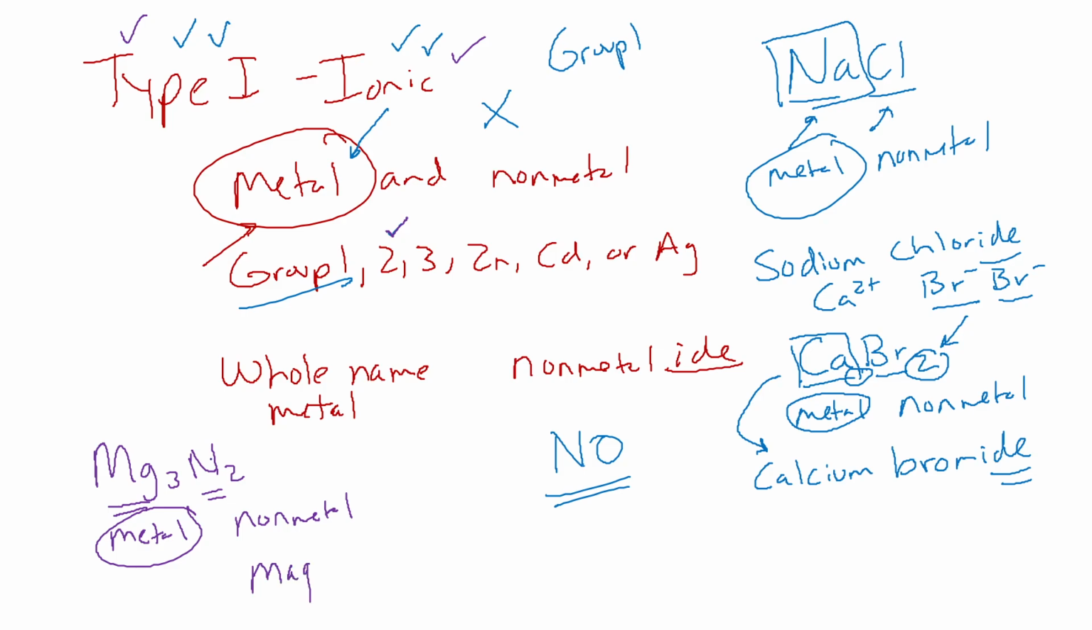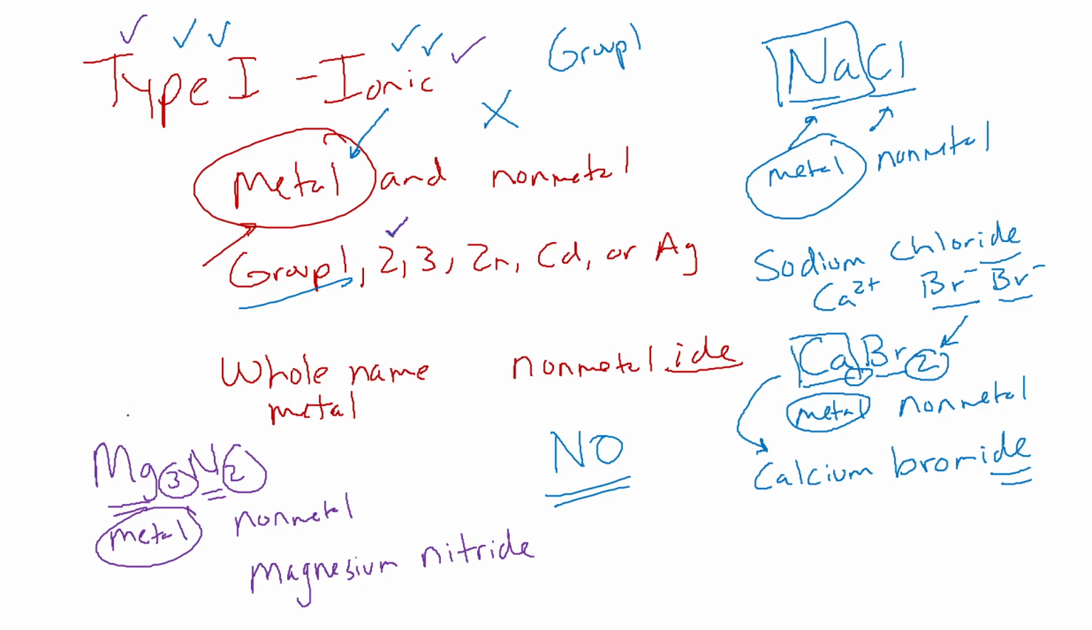We're going to go magnesium. And again, nitrogen becomes nitride. So again, no prefixes in this, even though we've got multiples here. It has no effect on the name. So that's a really important thing to remember.